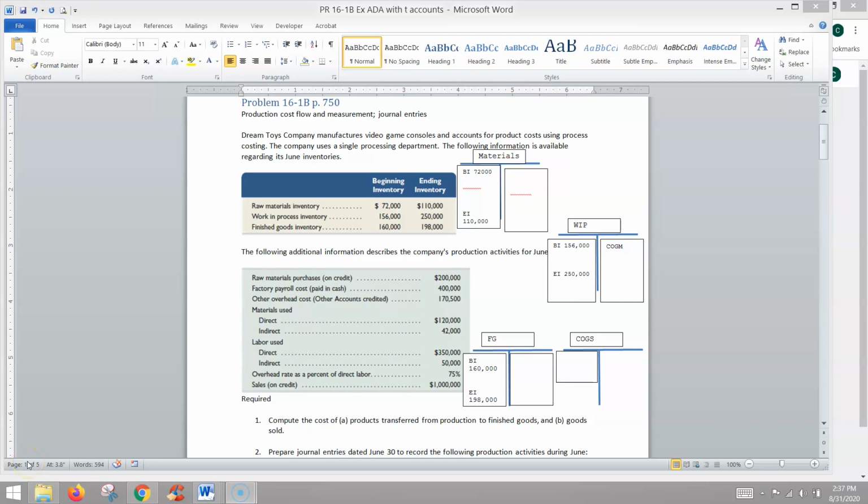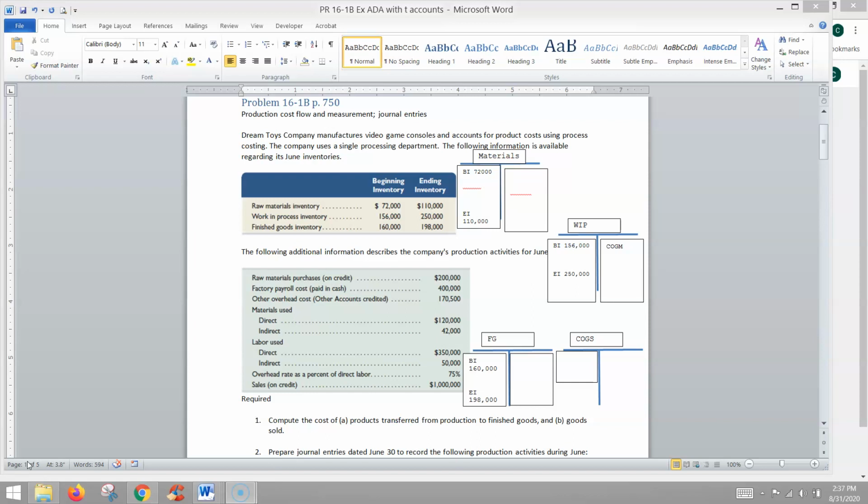Hi, we're going to walk through problem 16-1B, Production Cost Flow and Measurement. Dream Toys Company manufactures video game consoles and accounts for product costs using process costing. The company uses a single processing department. The following information is available regarding its June inventories.